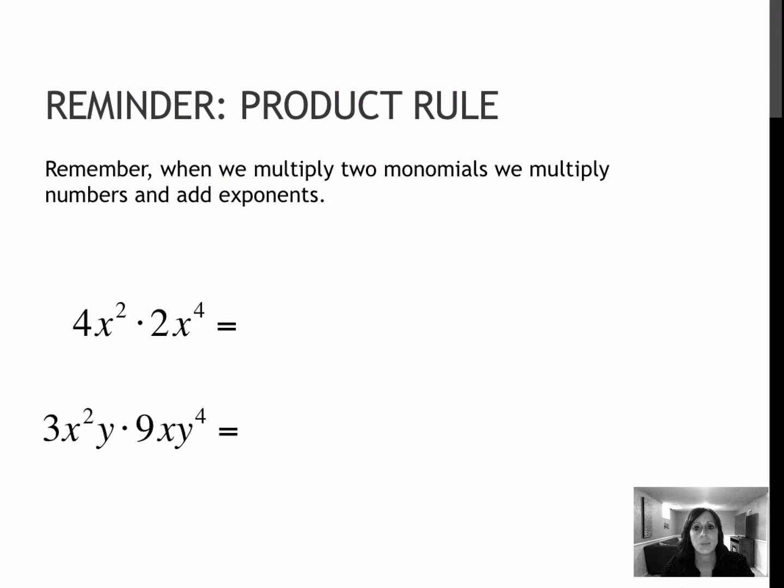So just as a reminder before we start multiplying, when we do multiply values, we're going to multiply the coefficients and add the exponents. So multiply the 4 times 2 to get 8. Add the 2 and the 4 as exponents to get 6. And again here, multiply 3 times 9 to get 27, and add the exponents on my x's to get 3, and the exponents on my y's to get 5. This will come into play as we multiply.